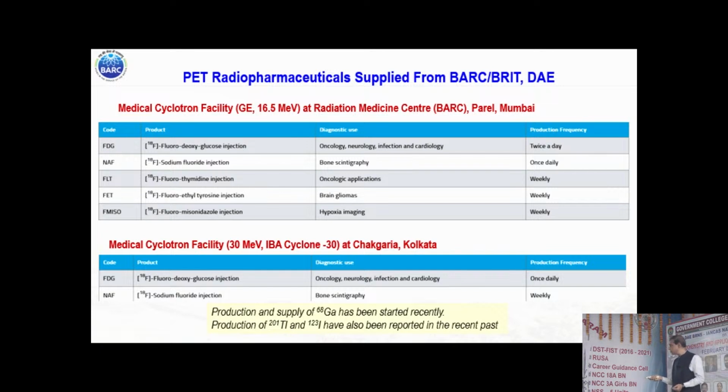And a few years back, maybe 2-3 years back, we started the medical cyclotron facility at Kolkata, that is a 30 MeV cyclotron, and this is at Mumbai a 16.5 MeV cyclotron. These are the different radiopharmaceuticals which are produced. We have even started producing 68 gallium and 201 thallium. This 201 thallium is used for heart imaging in the Calcutta Center.